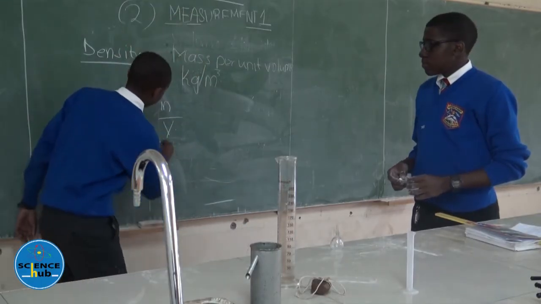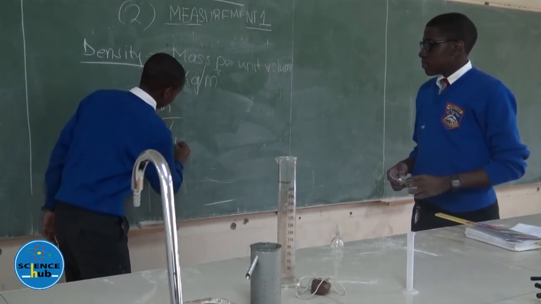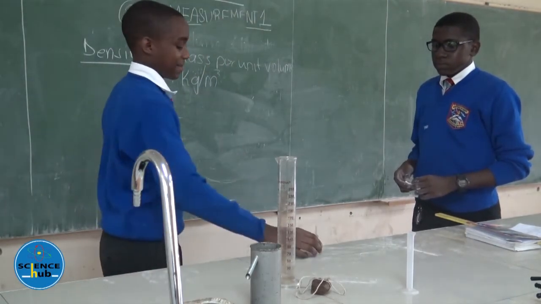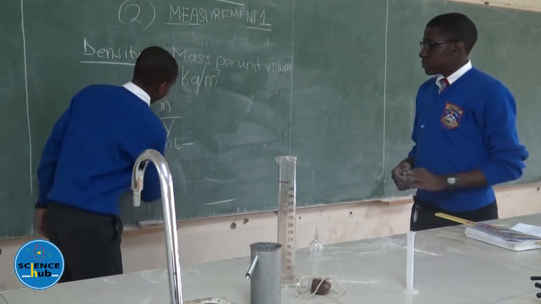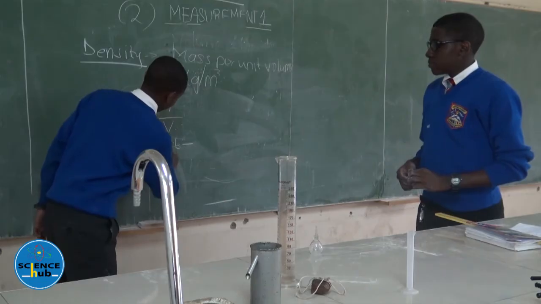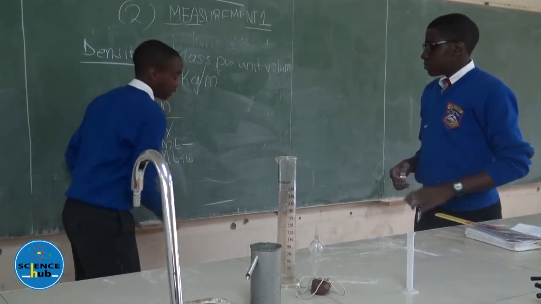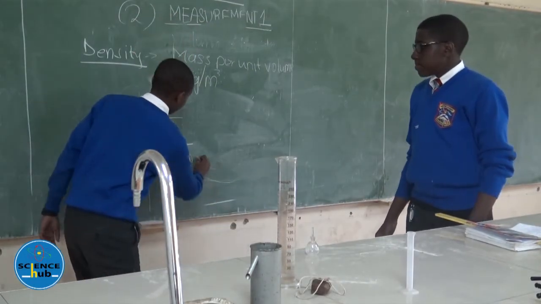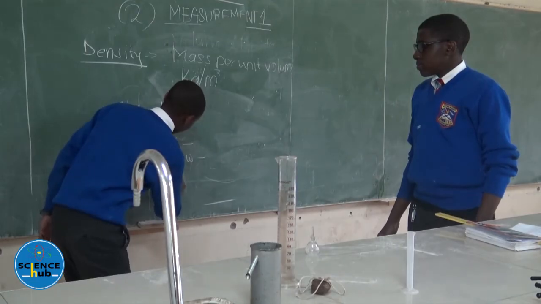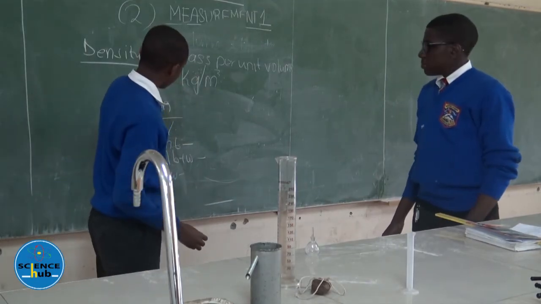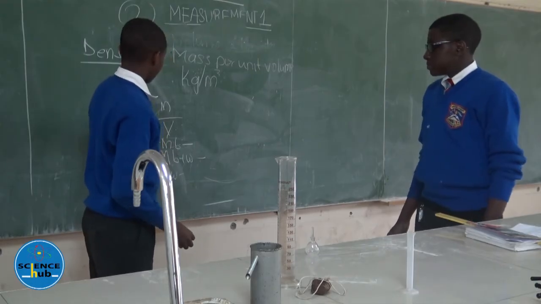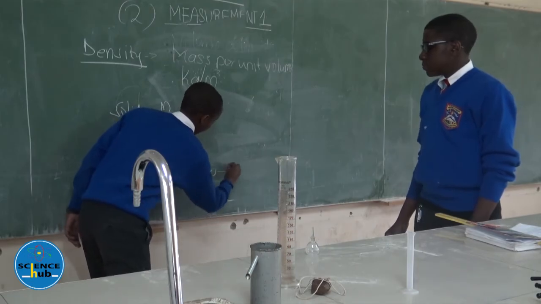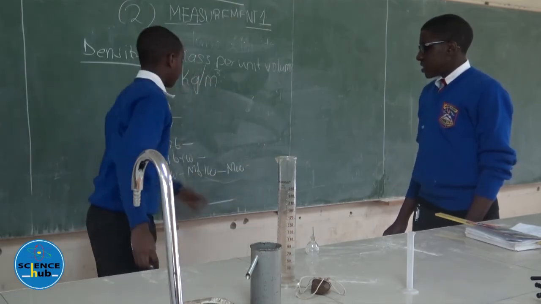So you find the mass of the bottle alone. You place the density bottle on a weighing balance, then note it down. Then find the mass of the bottle plus water. After filling it with water, you place it again on the weighing balance and note it down. Then you derive the mass of the water alone, which is the mass of the bottle plus water minus the mass of the bottle. Note it down.